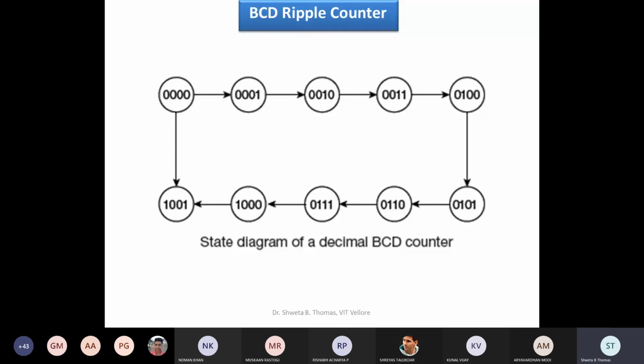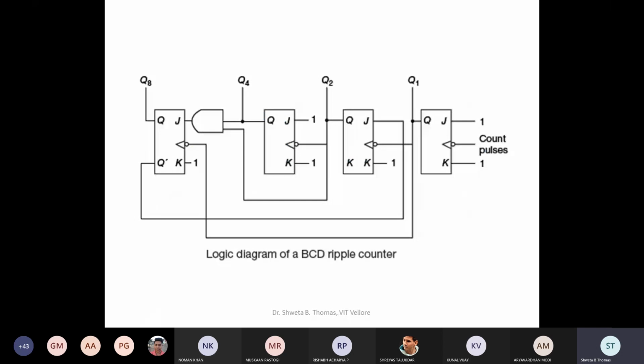But here the circuit will be different because after 9 we have to switch to 0. That way it should count. So that's why here the circuit will be a little different. So this is the logic diagram of BCD ripple counter. So some small difference is there, but I'll repeat once here.